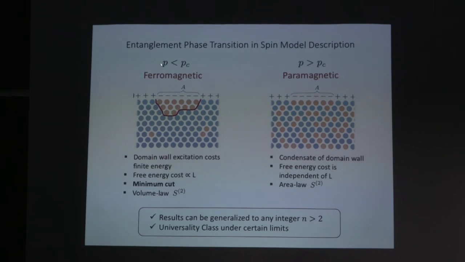So this is a summary. When p is less than p_c, we have a ferromagnetic phase. And then the domain wall cost is essentially the same as the length of the minimum short line along this domain. So you may suspect whether this minimum line is the same as the minimum cut picture in the RT formula, for example, or a random tensor network. I'm not completely sure about the RT formula, but it is the same thing as a random tensor network, the minimum cut picture. It's the same origin, essentially. And when p is larger than p_c, it's a paramagnetic phase.